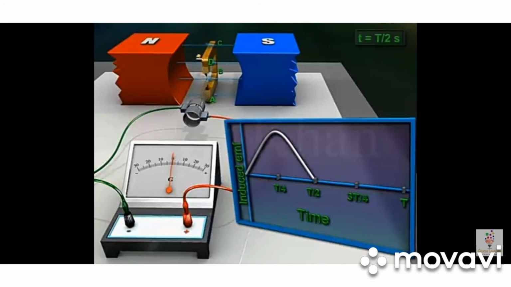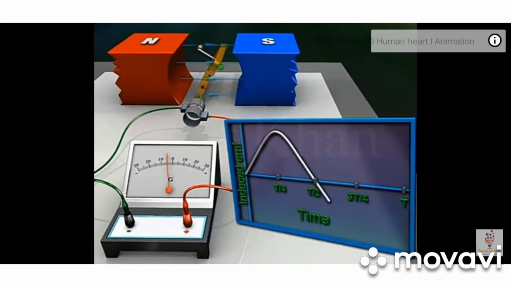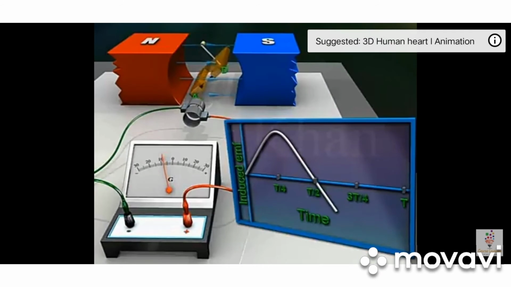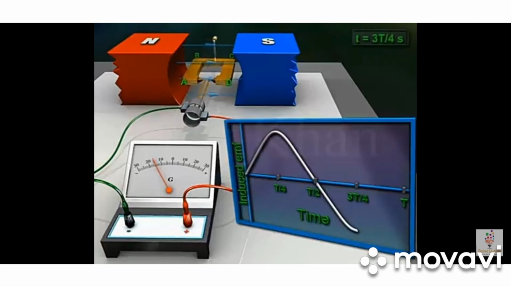Now CD is in the upward position. Now CD is moving towards the south pole of the magnetic field, parallel to it. The galvanometer shows deflection on the left hand side of the current direction. That means B1 to B2. The graph representation is at 3 by 4 T seconds.